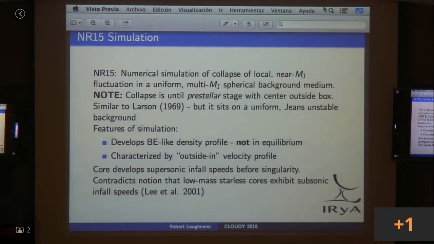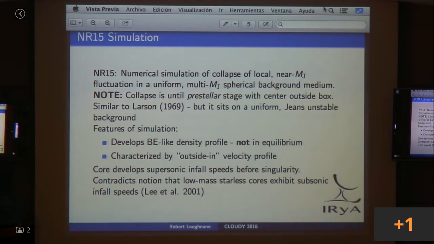This is similar to Richard Larson's work in 1969, but the difference is that the fluctuation sits on a uniform, Jeans unstable background medium. The main features of the work in Raoul's paper were that the simulation developed the Bonnor-Ebert-like profile quite consistently, quite naturally, even though the molecular cloud itself and the fluctuation are not in equilibrium. So the whole quasi-static picture seems lopsided.